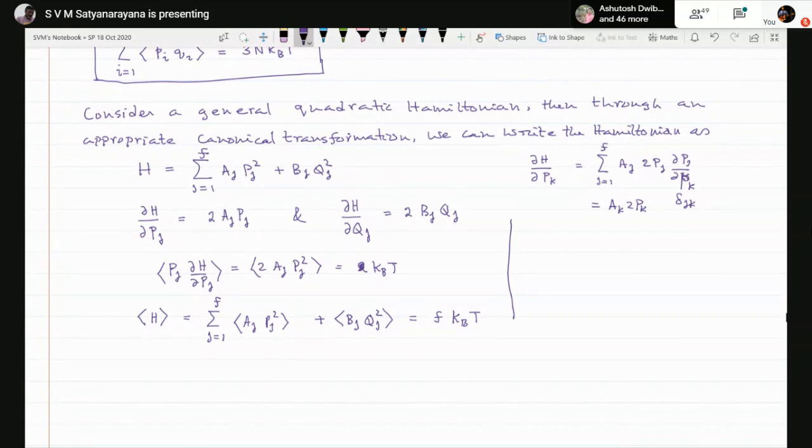If I can write this, let me take this and write my aj as 1 by 2 pj into dou h by dou pj. Okay, so I can write it like this, and similarly you can write down bj as 1 by 2 qj into dou h by dou qj. Okay, and then you substitute this aj and bj in the Hamiltonian.